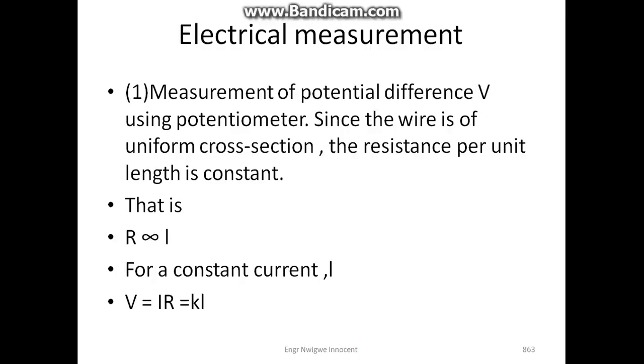Electrical measurement. 1. Measurement of potential difference, V, using a potentiometer. Since the wire is of uniform cross section, the resistance per unit length is constant. That is, R is proportional to L. For a constant current I, V equals IR, which equals KL.